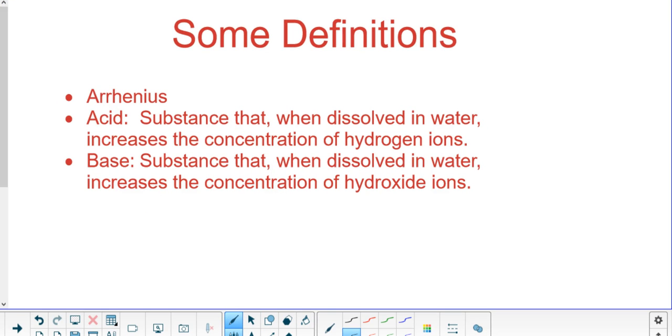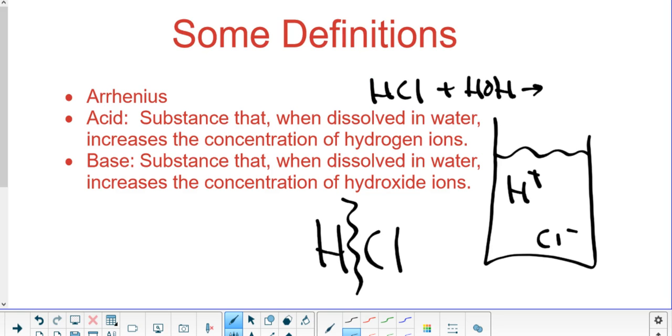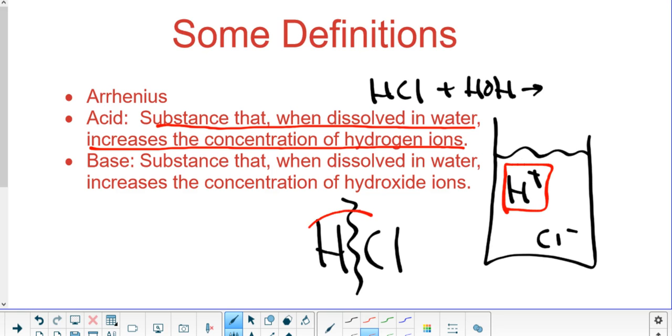So the typical acid we've been using is HCl. If I add it to water, let's say plus HOH, it's not really a reaction, it's just a dissolution. When I add it to water, the H+ and the Cl- break up. We're going to learn that HCl is a strong acid, which means that when you add it to something, it will completely dissociate. Now, we actually learned that chapters and chapters ago, but it's pretty easy to see this definition now of a substance that when dissolved in water increases the concentration of hydrogen ions. So H+, we've added it straight in.